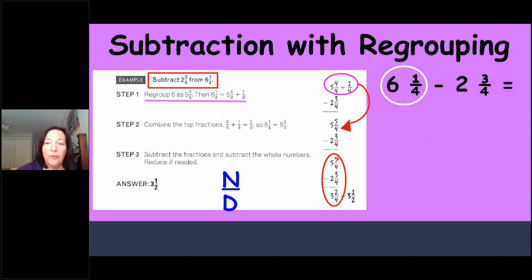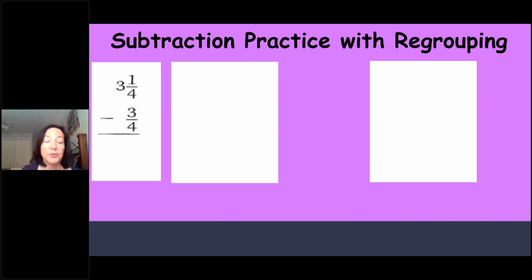Now we can subtract our fractions, because we have common denominators. We subtract 5 minus 3 equals 2, and our denominator stays the same. Now we go back and subtract our whole numbers. 5 minus 2 equals 3. So our answer is 3 2/4. But wait a second, that's not written in proper form. We need to reduce that to 3 1/2. Okay, Taylisha, did you follow all that? Yes. Okay, good, because these are tricky.